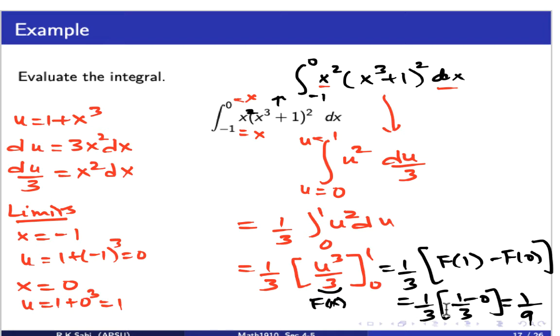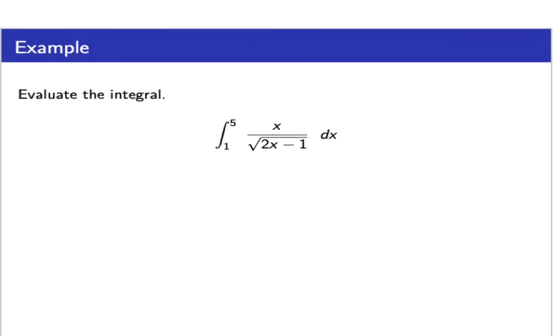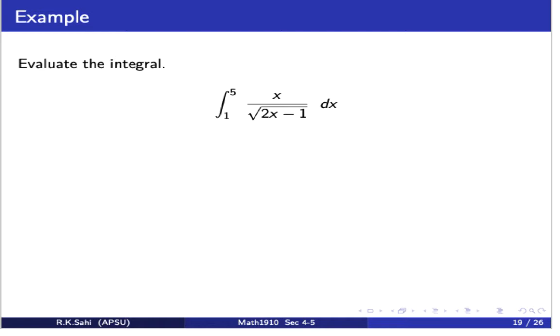Be very, very careful. We do not, repeat, we do not write C here. The constant of integration is not written when we have definite integrals. Okay, that's the most important part, guys. Now let's move on to the next example. Here we are going to evaluate the integral from 1 to 5, and the integrand is a rational function with a square root in the denominator.